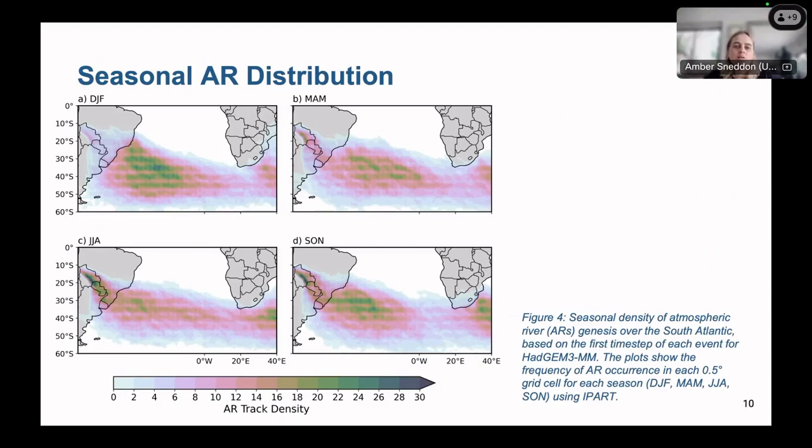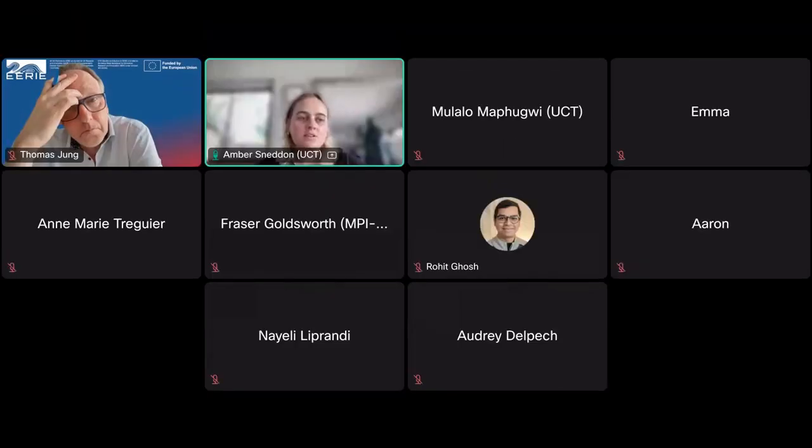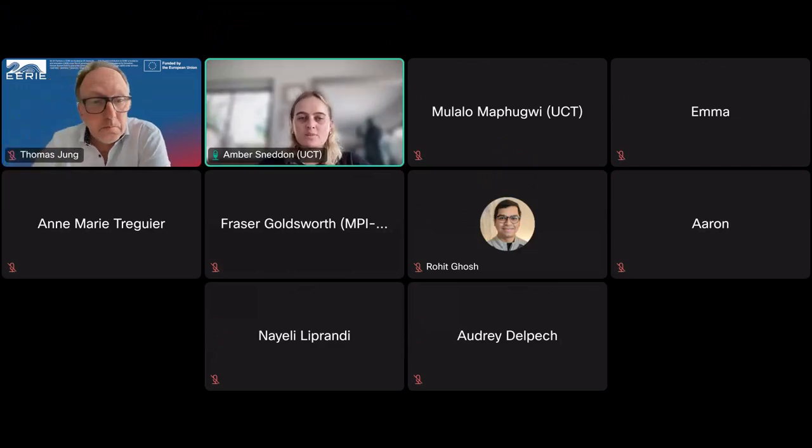We found using HadGEM that the seasonal atmospheric river climatology reveals a migration in atmospheric rivers, as we saw with our ERA5 dataset. So during summer, atmospheric rivers are concentrated further south of southern Africa. So a lot of them tend to miss us and don't really produce a lot of rainfall.